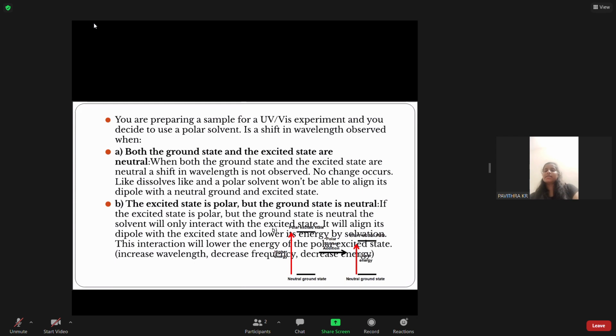Next, the excited state is polar, but the ground state is neutral. The solvent only interacts with the excited state. It will align its dipole with the excited state, and the excited state is lowered in energy by solvation. These interactions lower the energy of the polar excited state, which decreases the frequency and increases the wavelength.